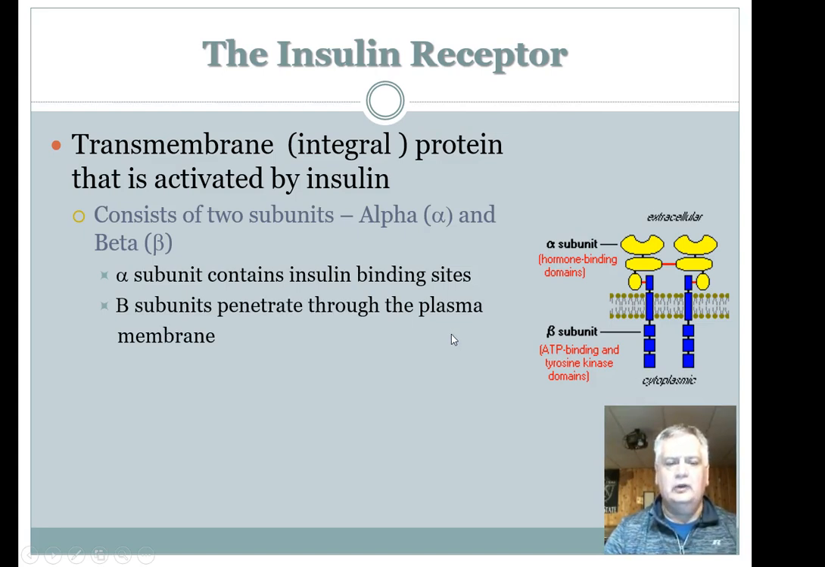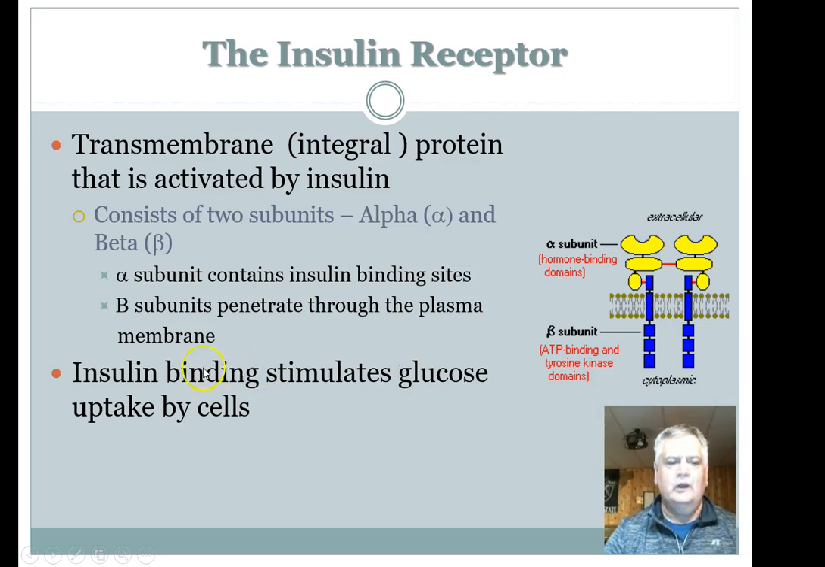The beta subunit, however, penetrates through the plasma membrane and really just acts as an anchor to hold the entire unit into the plasma membrane. So once insulin binds to the insulin receptor, this is going to stimulate changes that are going to occur inside the cell that are going to cause the cell to take up glucose.